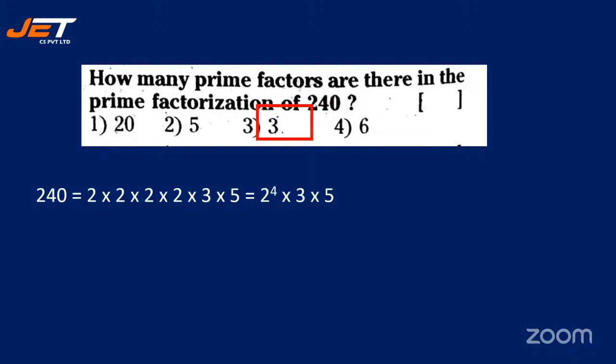How? 240 can be written as 2 times 2 times 2 times 2 times 3 times 5. That is 2 power 4 times 3 times 5, so the prime factors are 2, 3, and 5.